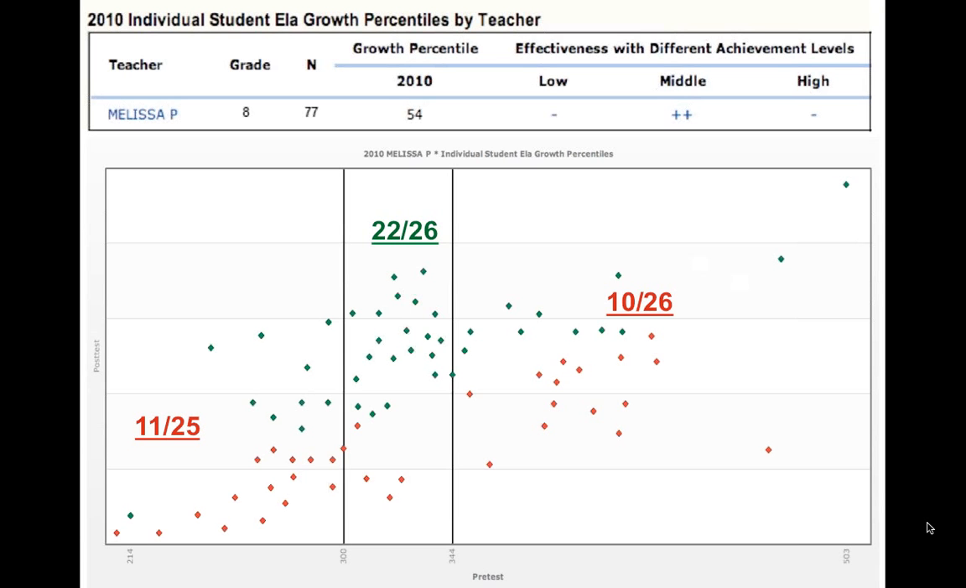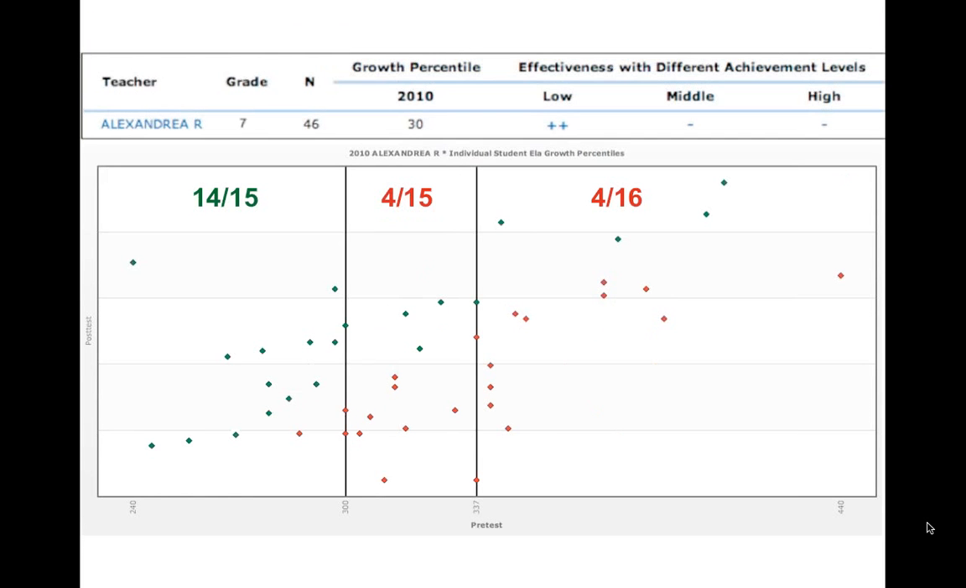22 out of 26 made greater than average learning growth. Look at all those green dots in the middle third of her plot. Now, in terms of her low and high achieving students, she's not producing learning growth for the majority of these kids. There's more red dots in the left third of her plot and more red dots in the right third of her plot. Let's do one more scatter plot just so that you get a little bit more practice analyzing these.